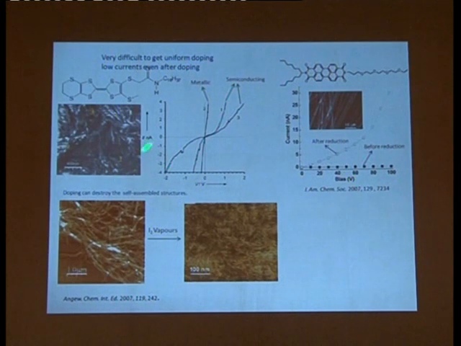But one of the issues with this doping is it can often destroy the self-assembled nanostructures. They are very soft, so by doping you can easily destroy them. And it is always difficult to get uniform doping in these devices.